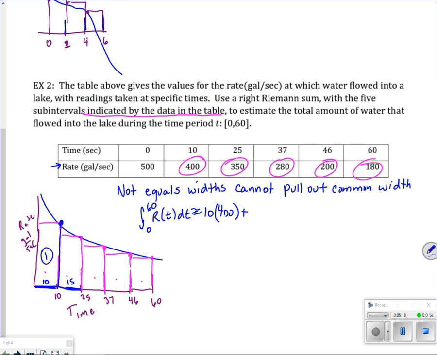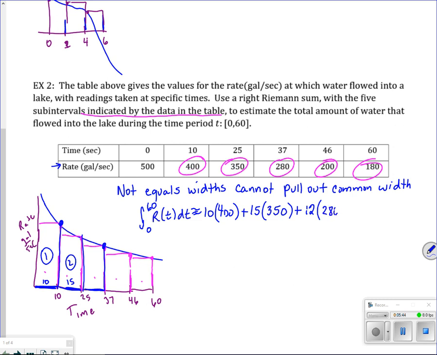Look at the next rectangle. What is the base? Well, 10 to 25, that's 15. And what is the height right here? Well, that's going to be 350. If you will draw it, you will get it right. What is the width right here? 12. And then you're going to use 280.